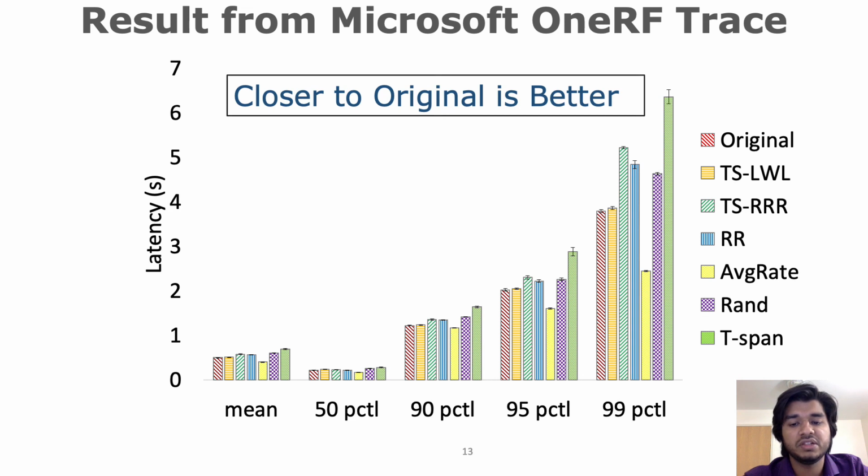From this, and through several other experiments, we discovered that TSLWL performs the best in downscaling. That is why we promote this to be the superior approach. Please refer to the paper for details on all the experiments.